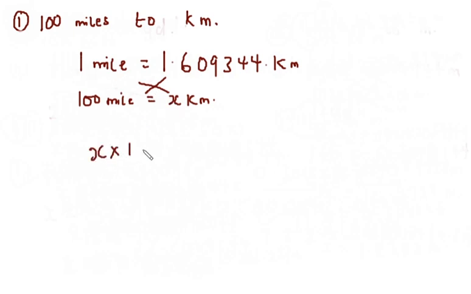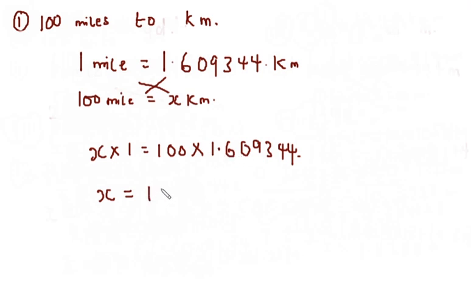so that x times 1 is equal to 100 times 1.609344. Okay, so x times 1 is x, and then this is equal to 100 times 1.609344, which is 160.9344 kilometers. Okay, so this means that the equivalent of 100 miles is 160.9344 kilometers.